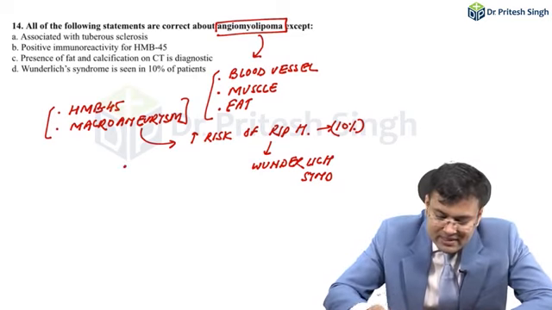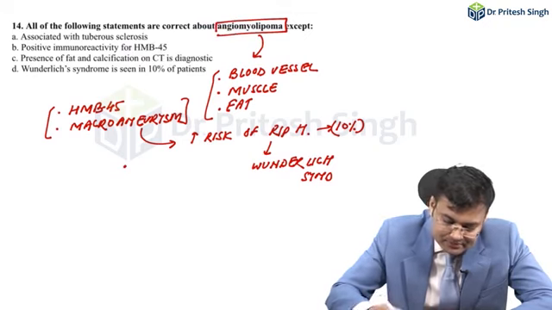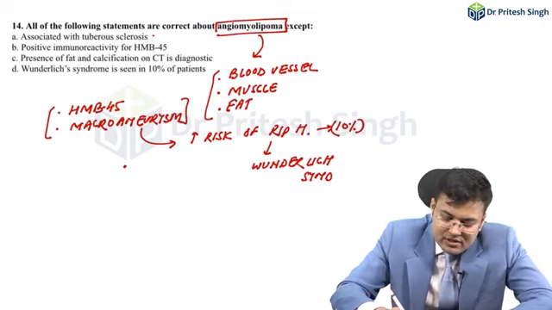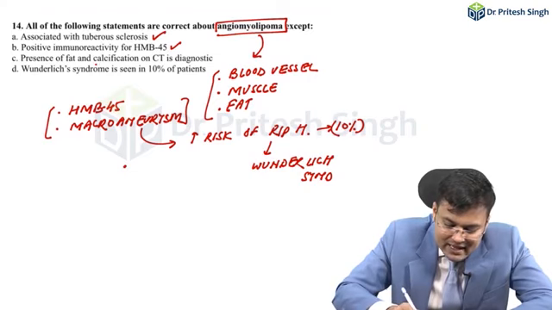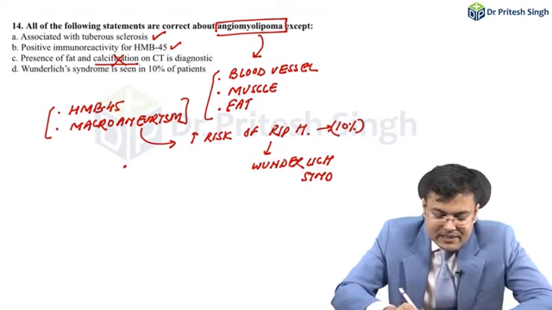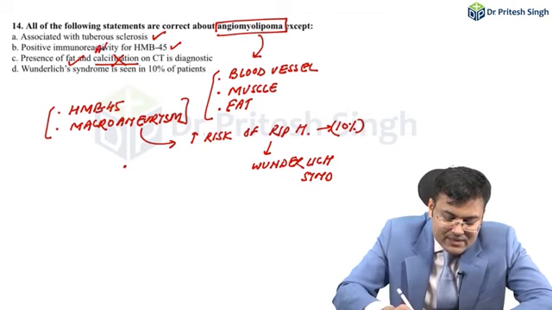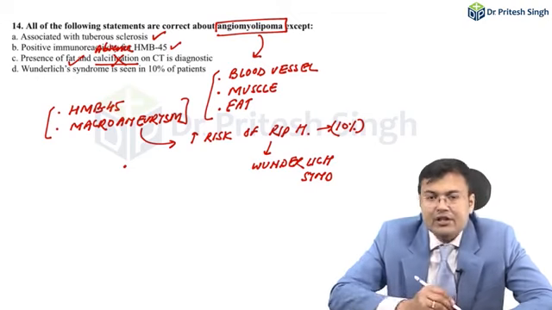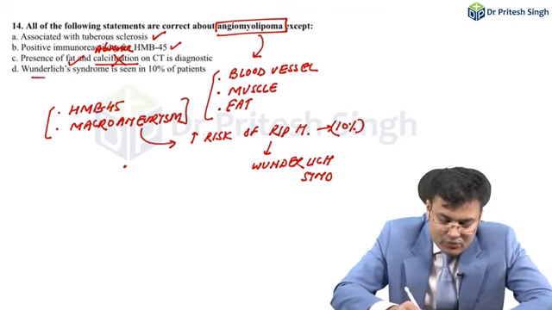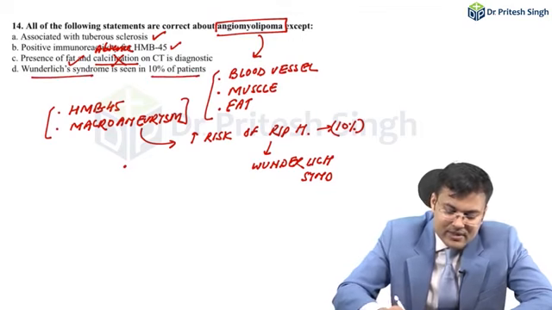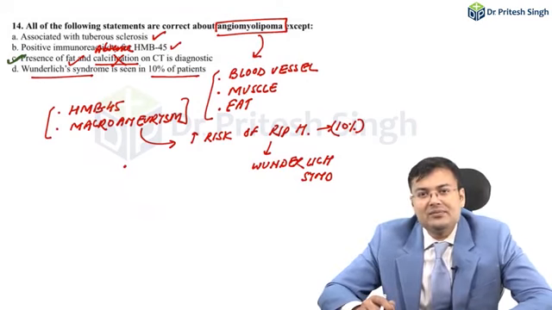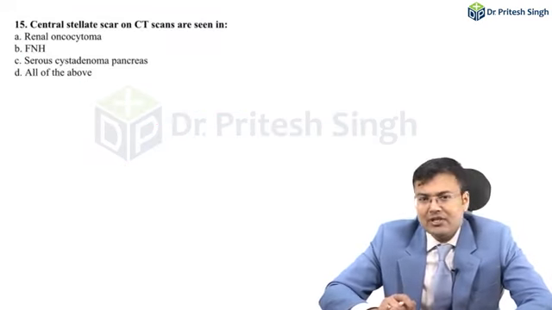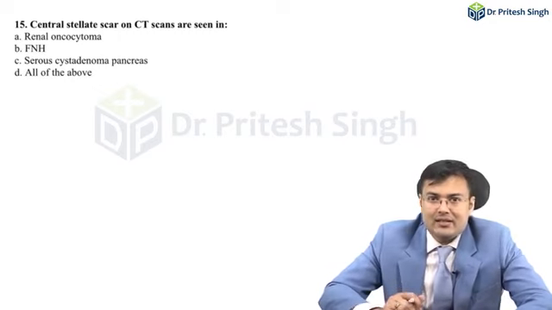All of the following statements are correct about angiomyolipoma except: associated with tuberous sclerosis, correct. Positive immunoreactivity for HMB45, correct. Presence of fat and calcification? No, it's the presence of fat and absence of calcification that is diagnostic. And Wunderlich syndrome is seen in 10% of patients. So the correct answer for this question is C. This is one of the frequently asked questions in both radiology as well as surgery.